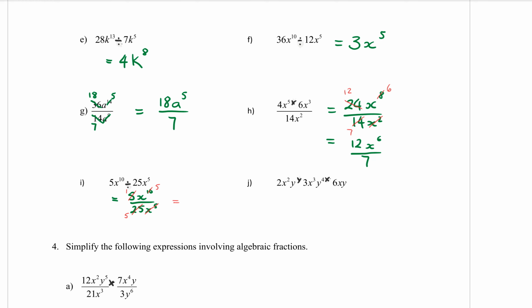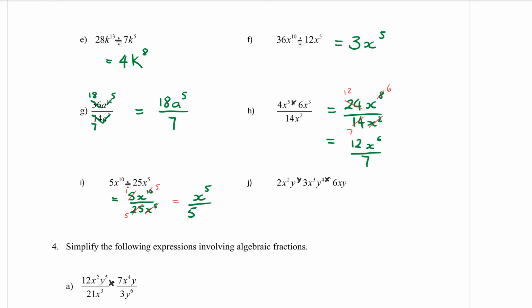All that's left on the top is x to the power of 5. I did have a 1 written there, but we don't need to write a 1 if it's in front of an x, right? On the bottom, I have a 5 and the x is all gone. So it's just 5 on the bottom. So it's x to the power of 5 over 5. Done.